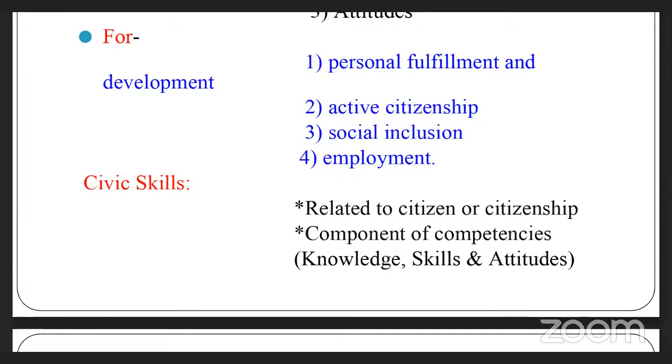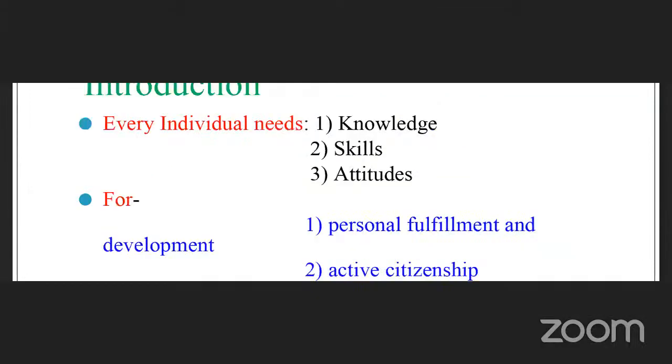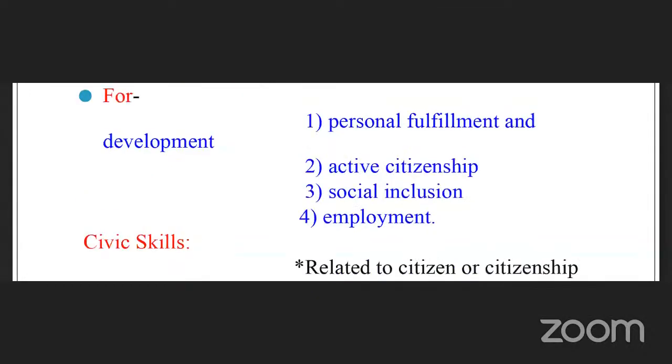So you know that, friends, social inclusion is very important for us. As the great Greek master and philosopher Aristotle has said, by nature, man is a social animal. So as we are social animals, definitely we need social inclusion. And for that, these competencies are very important. Knowledge is important. Skills are important. At the same time, attitudes to the particular contexts are also very important.